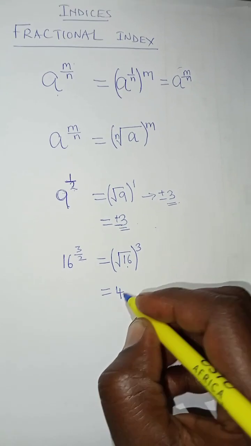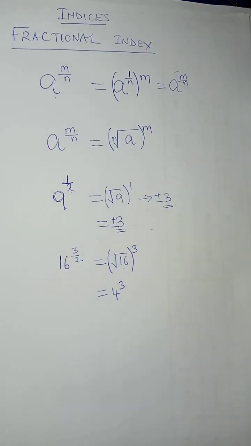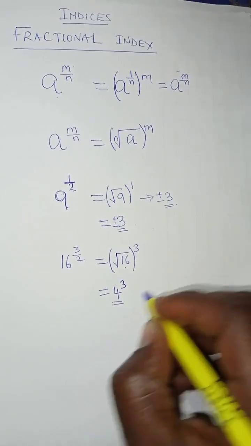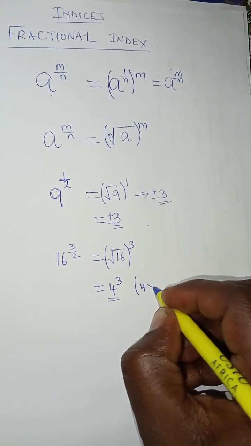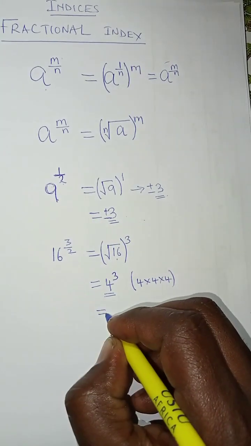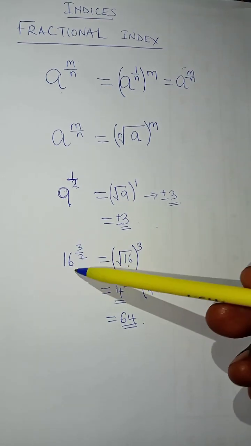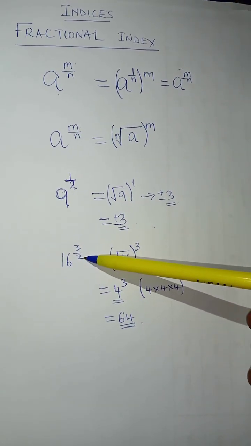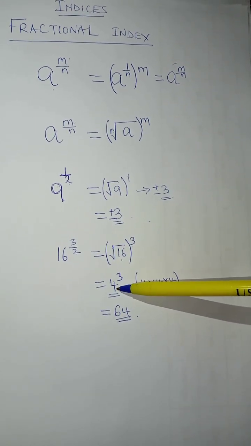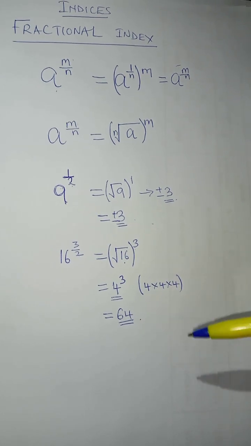After you get that, raise that to power 3. So this simplifies to 4 raised to power 3, which is written as 4 times 4 times 4. This gives us 64. Therefore, 16 raised to power 3 over 2: first thing, find the square root of 16, 4. Raise your 4 to power 3, giving you 64.